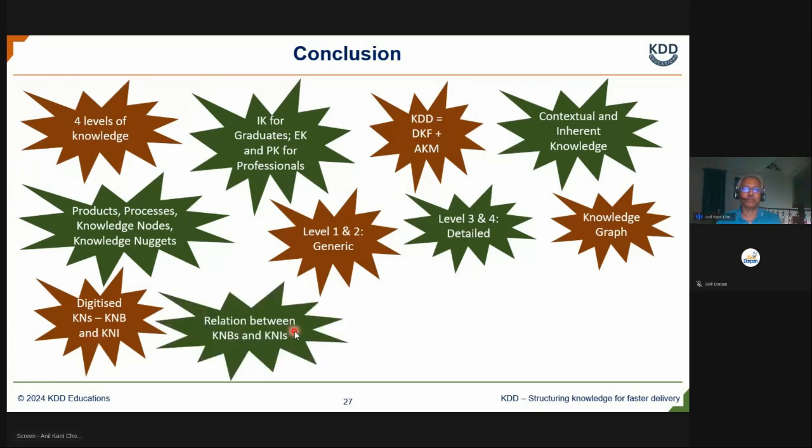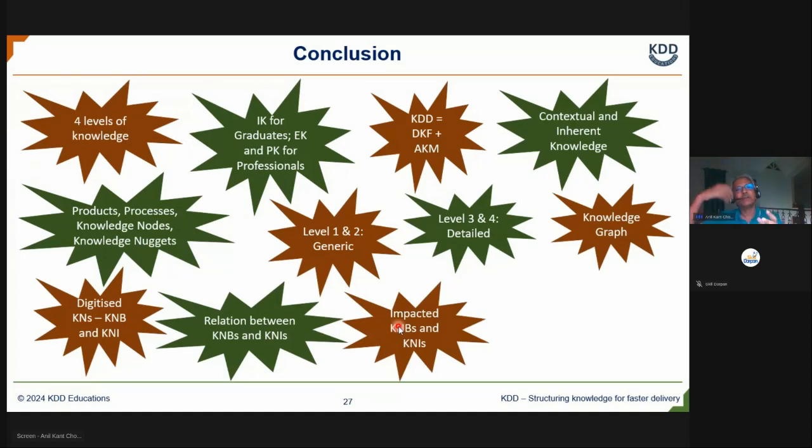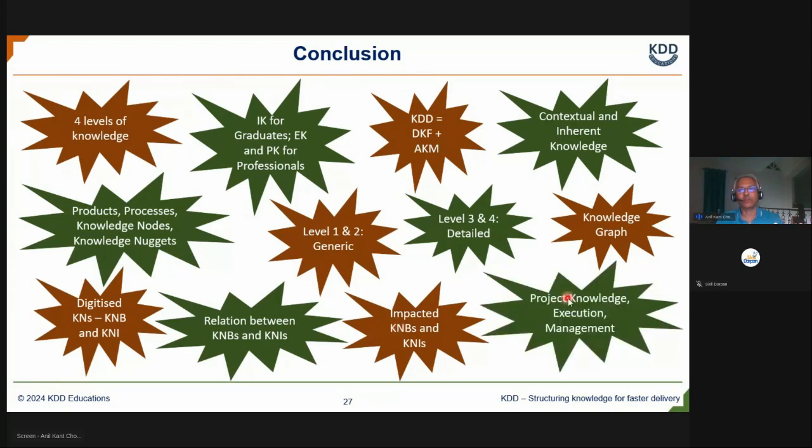Then there's a relation between KNB and KNIs. They are very closely connected, and that helps in terms of the whole project development software lifecycle. You can identify the impacted KNBs, and once you have identified through that relationship, you can identify the impacted KNIs also, and eventually you can use that for project knowledge, execution, and management. So this is how the whole industry knowledge is structured, digitized, and then that structure is taken from DKF into AKM, which helps in converting it into project execution knowledge and all of that. So that's all from my side.